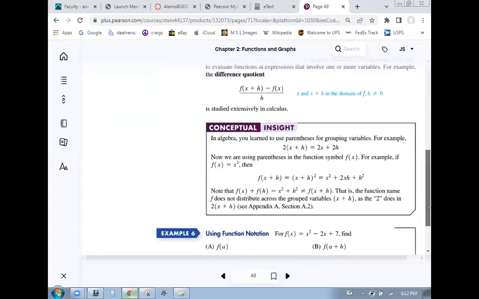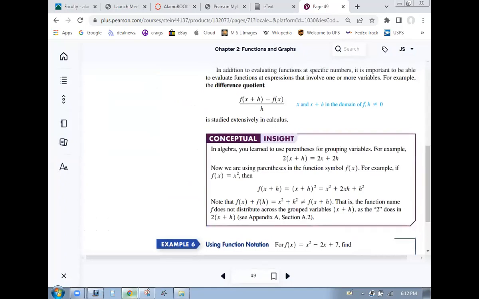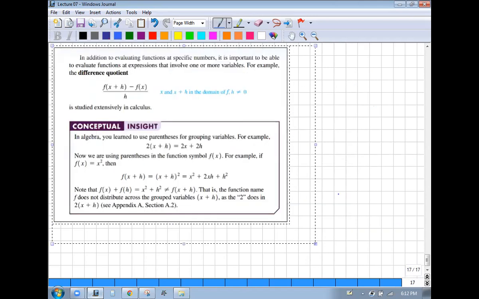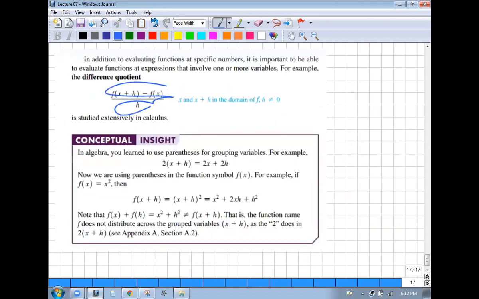All right. The difference quotient. You'll see that constantly the first 3 weeks in business calculus. The change in output over the change in input. This is the slope. If you have a line, mx plus b, that's your slope, right? That's your change in y over change in x.